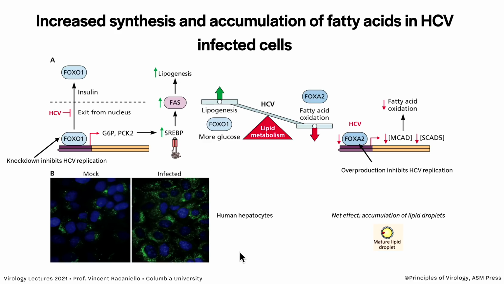And the consequence is that in virus-infected cells, you see more fatty acids. So here are hepatocytes. On the left, mock-infected hepatocytes. They're stained with DAPI for the nucleus, and then there's a stain for a fatty acid, which shows up green. So you can see there's a little bit of fatty acids in these cells. And then if you infect them with hepatitis C virus, the amount of fatty acids goes up. And again, that's because the virus is controlling these transcription factors to favor lipogenesis and inhibit fatty acid oxidation.